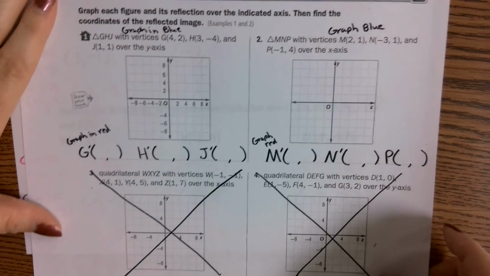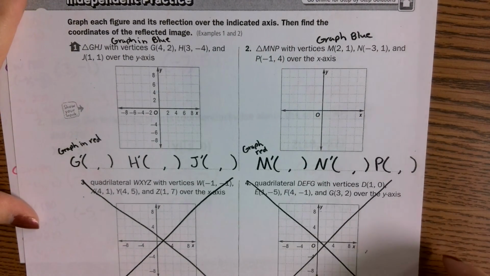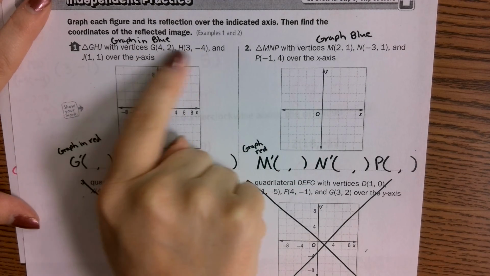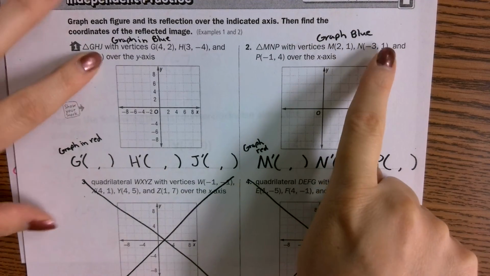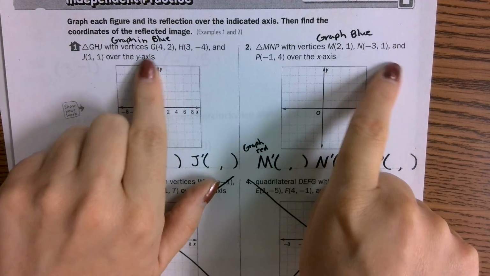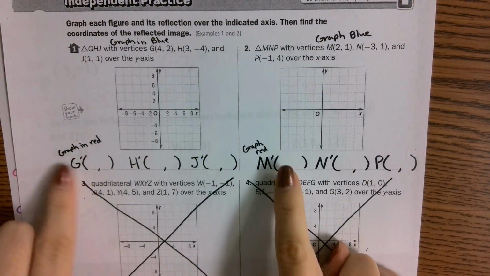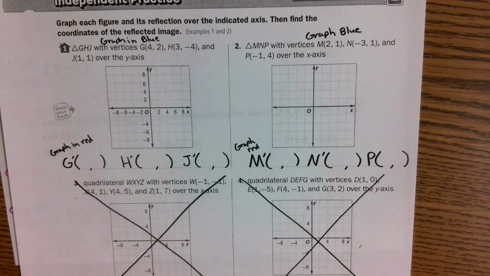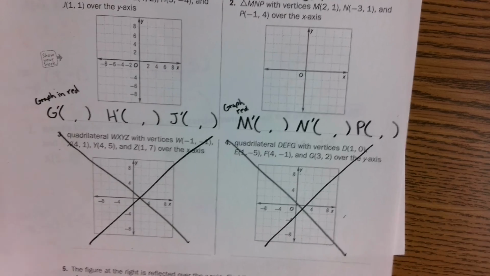You have 2 questions on reflections. You're graphing these points up here in blue just so that you can see what they look like, and then what you come up with for your answers down here is going to be graphed in red. I've crossed off problems 3 and 4.